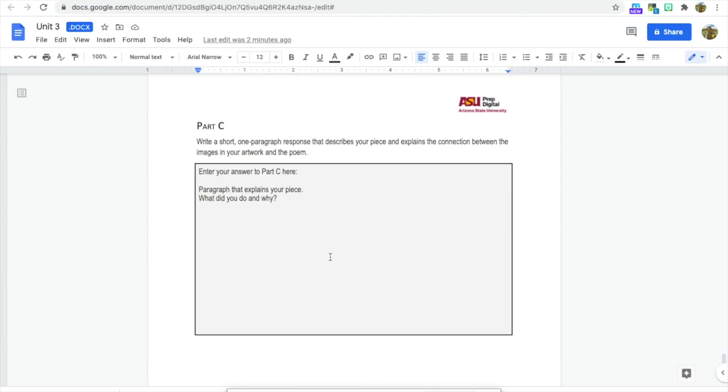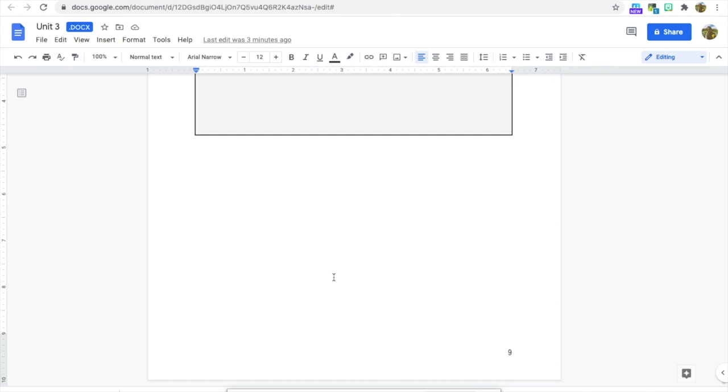And then part C, you're going to write a short 1-paragraph response that describes your piece and explains the connection between the images in your artwork. Paragraph that explains your piece. What did you do and why? I created a drawing because it helps me express my emotions. It allowed me to understand the poem by Robert Frost a lot better. So let's say I drew a tree, and I drew a tree because this is what it means in nature. So whatever explanation you have for your art piece, you're going to write it in here. It has to be 1 paragraph. And that would be all your project.